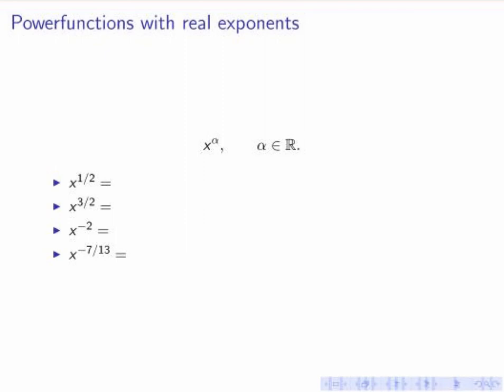Power functions with real exponents. Now we look at x to the alpha. Alpha can be natural numbers, but it can be something else too. And we know the basic rules. So x to the 1/2 is really the square root of x. x to the 3/2 is the square root of x to the power of 3. x to the -2 is 1 divided by x squared, right? And x to the -7/13 is really 1 divided by the 13th root of x to the 7. Yeah, so these are basic rules for power exponents, which we should know.